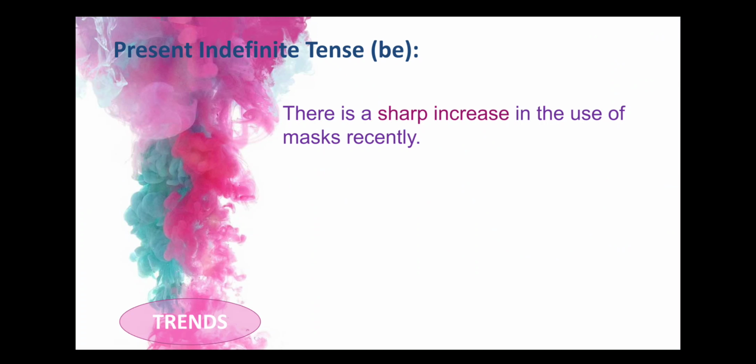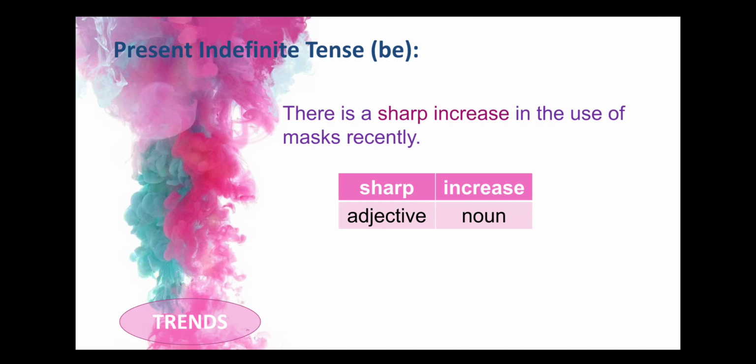In the present indefinite tense, the be form can also be used to talk about trends. There is a sharp increase in the use of masks recently. Over here, you can see that sharp increase. Sharp is the adjective and increase is the noun, and the structure is there is a.